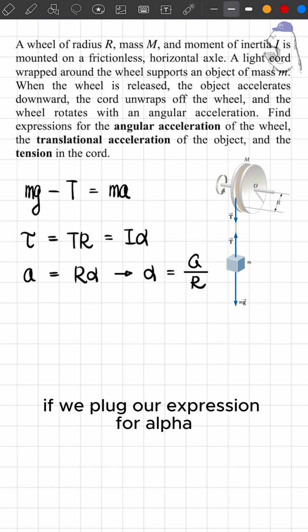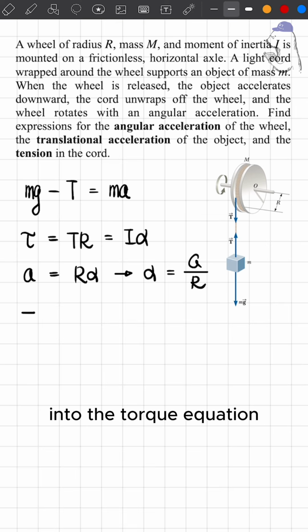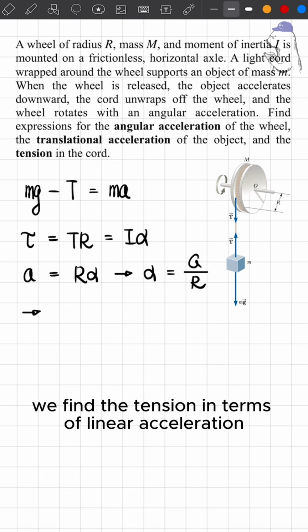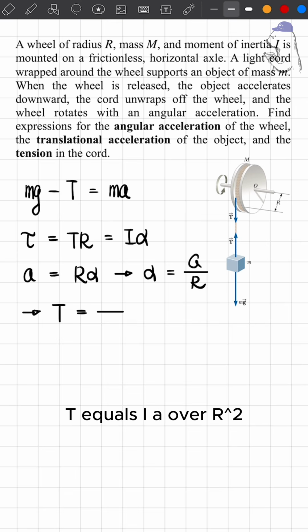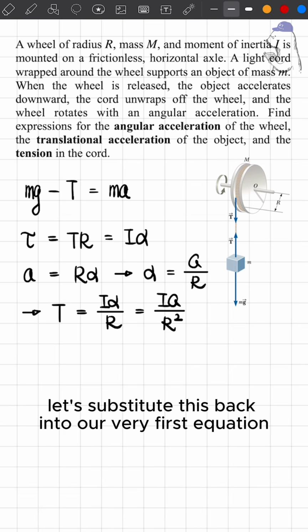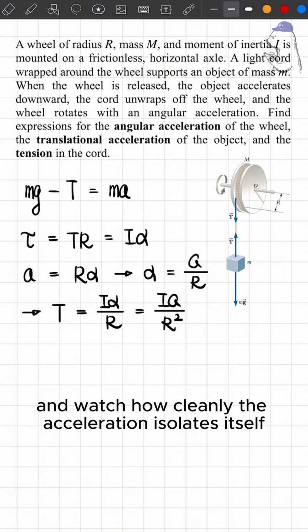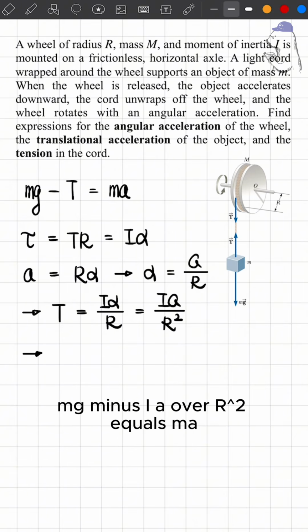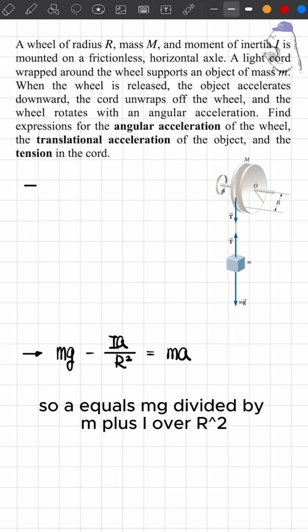If we plug our expression for alpha into the torque equation, we find the tension in terms of linear acceleration, T equals Ia over r squared. Let's substitute this back into our very first equation for the falling mass and watch how cleanly the acceleration isolates itself. mg minus Ia over r squared equals ma, so a equals mg divided by m plus I over r squared.